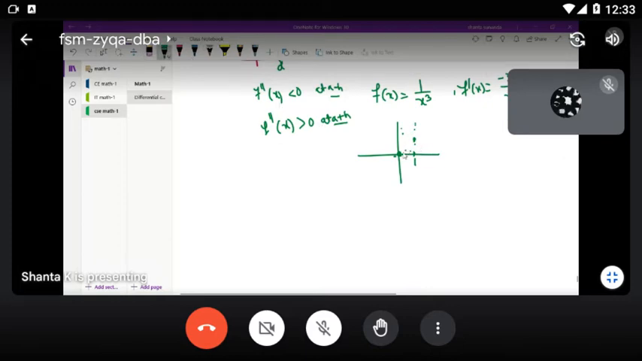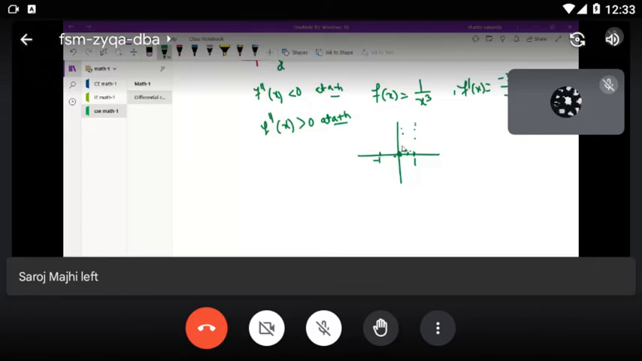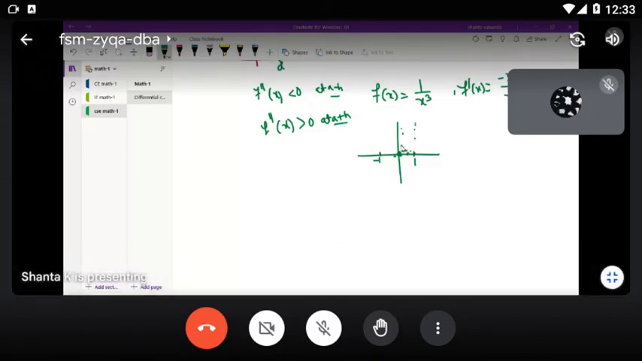I got it, but within 0 to 1 what happens? Decreasing. Its graph is just like 1 by x, but closer to the origin, much closer to it, just the other way. So at this point what happens? Is 0 a point of inflection or not? At 0, the function is not continuous. Okay, so I'm not bothered about that. We will not say anything about that.